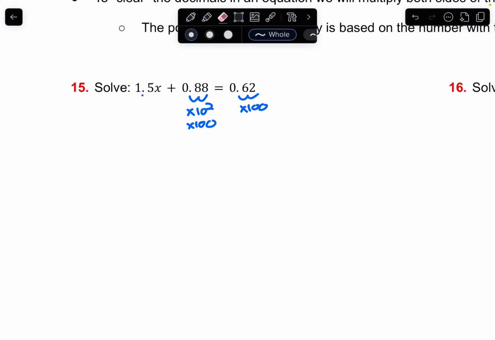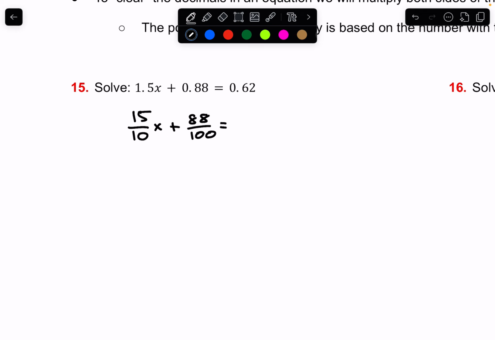But let me show you what that looks like as fractions real quick to make it very clear as to why. In my opinion, very clear. 1.5x, well, 1.5 is 1 and 5/10. So we can rewrite this as 15/10 times x. 0.88 is actually 88 hundredths, so that's 88 over 100. And 0.62 is actually 62 hundredths. And so now notice when I write them in fraction form, we're going to multiply by the lowest common denominator of 10, 100, and 100, which is just 100, okay?